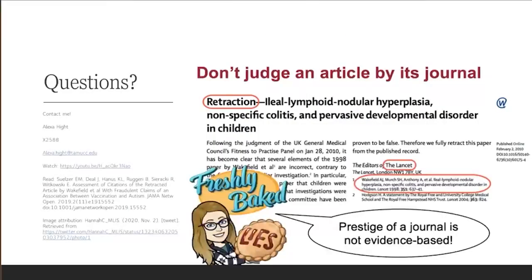So don't judge an article by its journal is the biggest takeaway, or one of the biggest takeaways. The Lancet is a very prominent journal, but things have been withdrawn or retracted. And this is a really good example of that. And then over on the left, I have a YouTube video. It's 2 minutes. But it talks about the bigger issue of academia and the barriers and publish or perish and that whole issue.